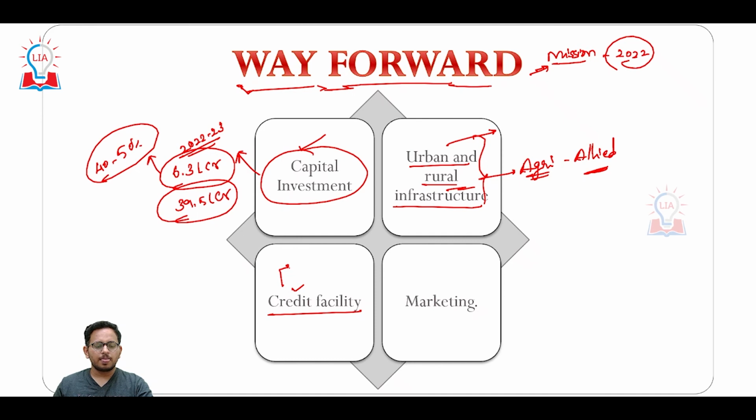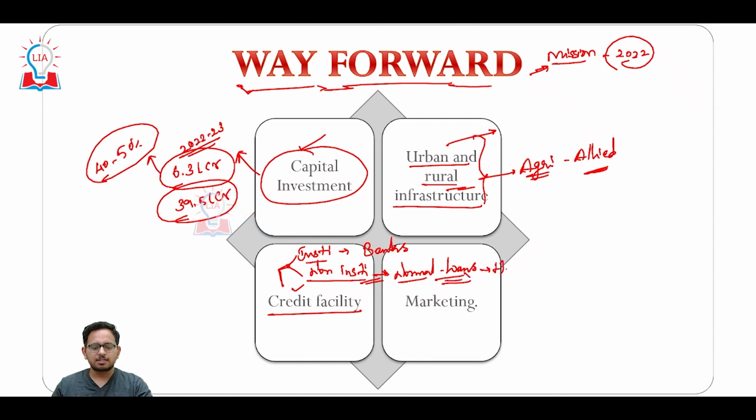We know that when it comes to the credit facilities, we have two kinds. One is institutional and the other one is non-institutional. Under institutional we have banks, and non-institutional we have normal individual loans that are borrowed with collateral with zamindars or also the heads in the particular village.